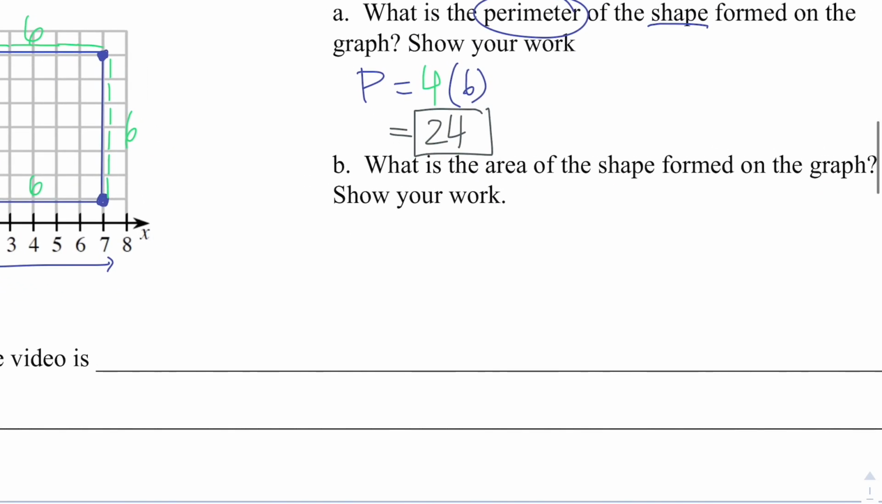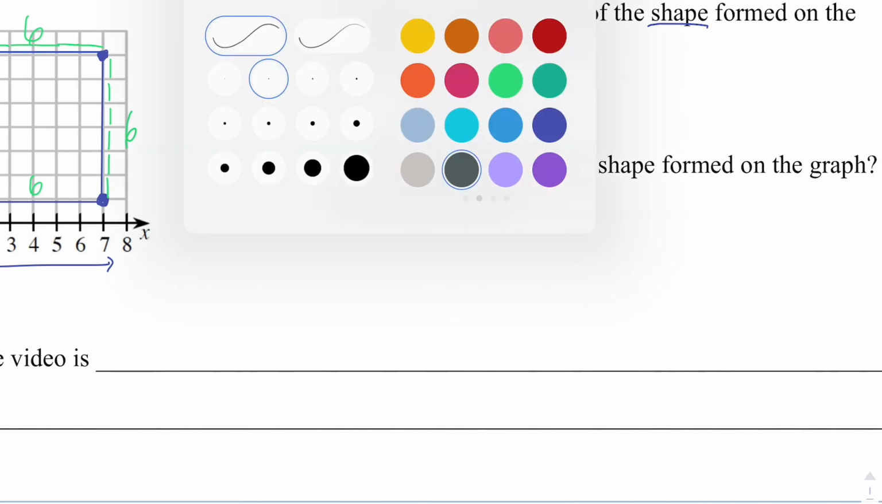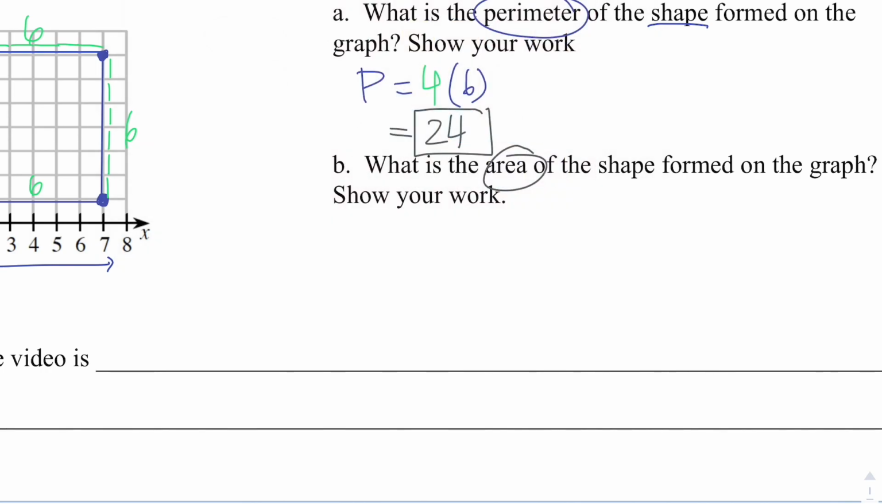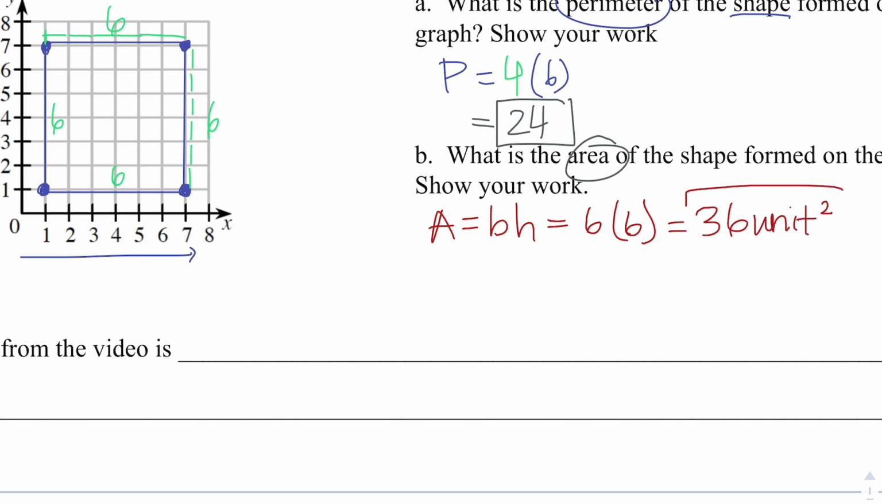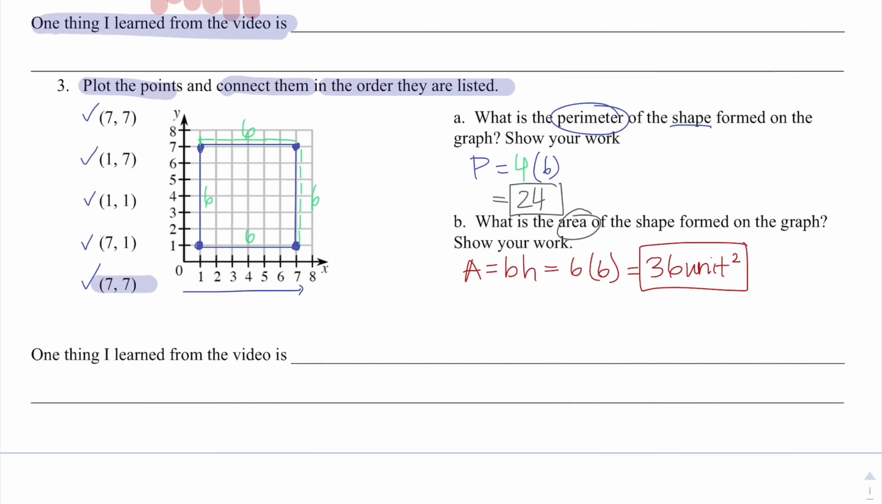What's the area of the shape? What's the area of the shape formed on the graph? So this one is where we get to take the area of base times height, and the base is 6 and the height is 6, and 6 times 6 gives you 36 square units. I actually wrote out the units. Okay. All right. And that should have answered the 2 questions.